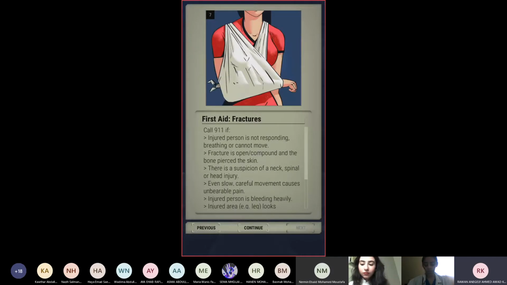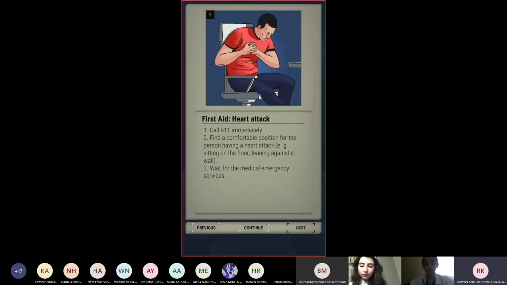Okay. The second emergency we have today is heart attack. I think everyone knows what a heart attack is. How do we handle or interact with a heart attack? The first thing you should do is call 998 immediately, right away. Second, try to find a comfortable place for this person to lie on so he can be relaxed.